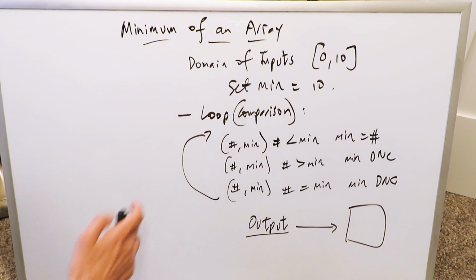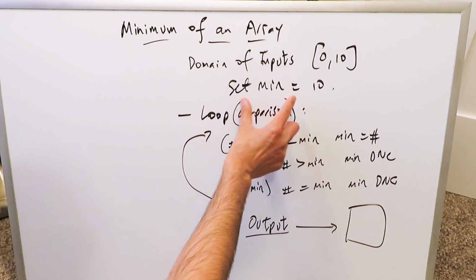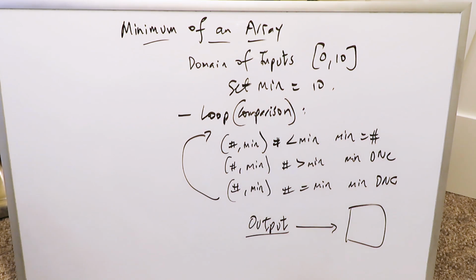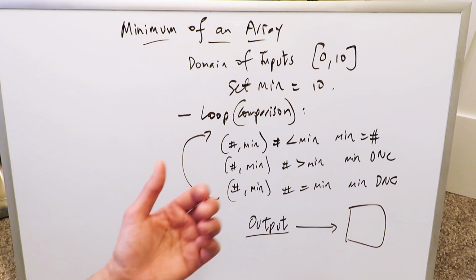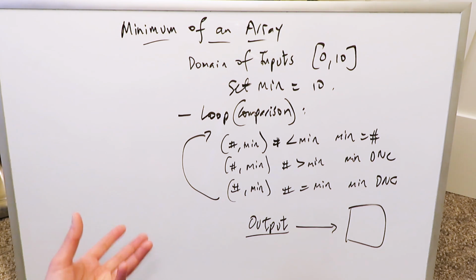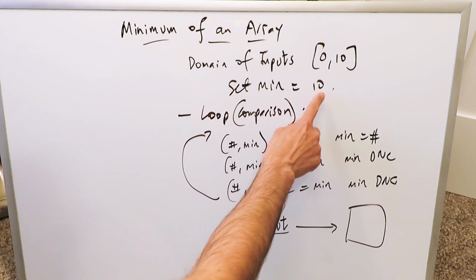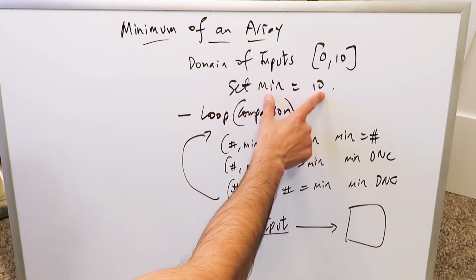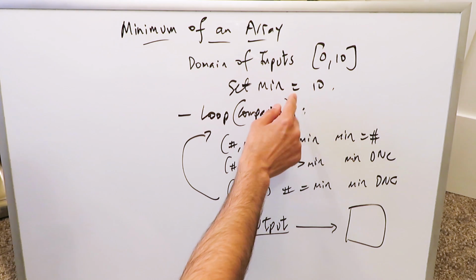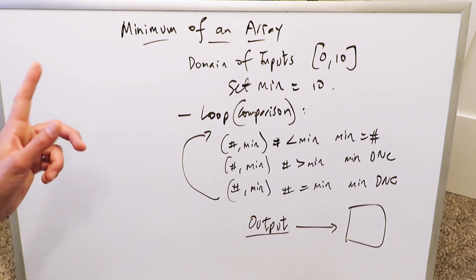We've set the domain of inputs 0 to 10 for the purpose of this video, but the domain could literally be anything. You want to set the minimum as being the highest number, because when you do your loop comparisons, that highest number can trickle down to the true minimum value from your array, your list of numbers. As you do your loop comparisons, your high value which has been assigned to the minimum will trickle its way down to the actual low value from that list.